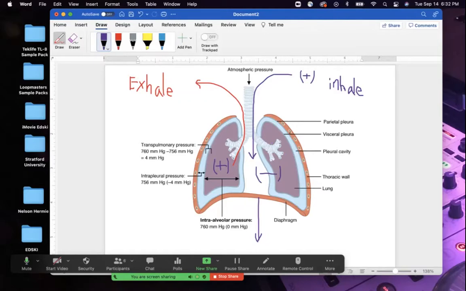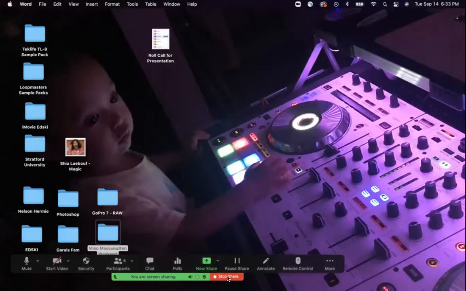Now, what if someone poked a hole in my pleura? Then the pressure on the inside will equal the pressure on the outside. Then what will happen? My lung will collapse and I won't be able to breathe. So that's why these pressure gradients are really important regarding breathing.